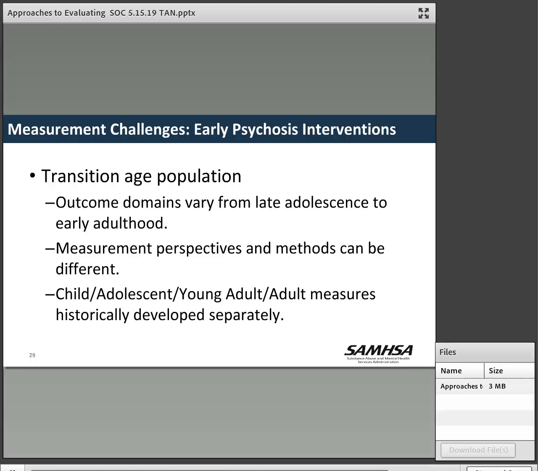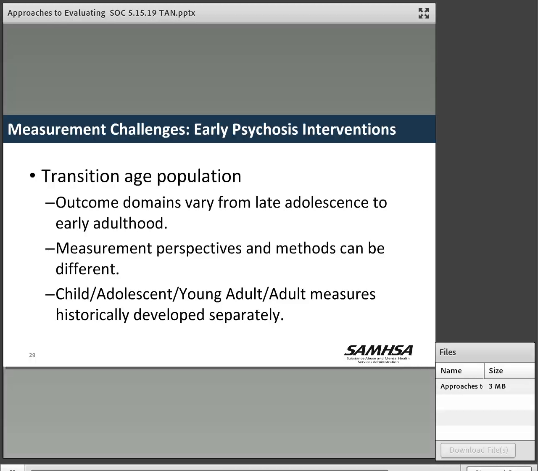The measurement perspectives also vary. In the adult area, we tend to measure things based on reports from the person who's receiving services. In the adolescent area, we almost always want a report from a caregiver, who can report on the young person, and from the young person themselves. So you have different perspectives because of the way people report.